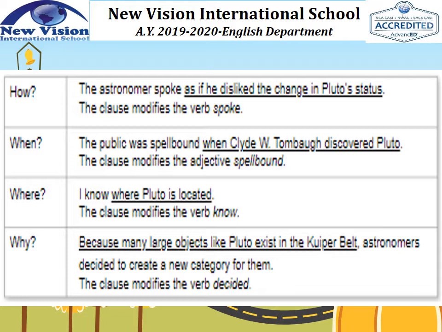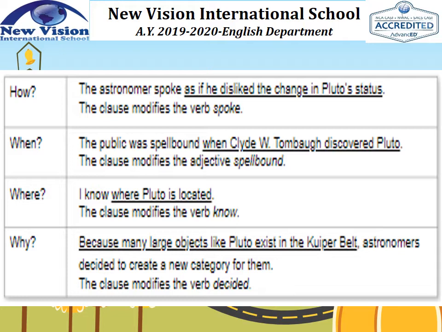Focus here, students. So, adverb clauses also answer these questions. It could be how, when, where, and why. Let's take a look at the first sentence. The astronomer spoke as if he disliked the change in Pluto's status. So, first thing, what will we do again? Very good. We have to locate or find the subordinating conjunction. So we have as if. Until status will be our adverb clause. Great. And this clause modifies the verb spoke.